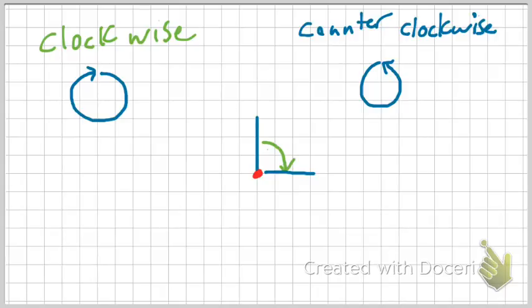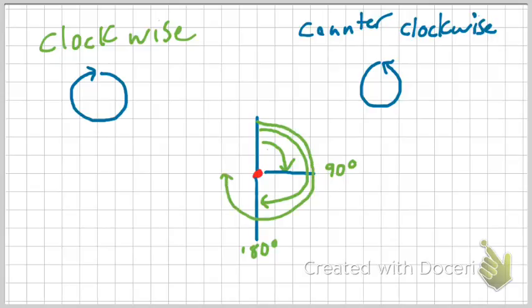That's 90 degrees. What about that? 180. Good, that's 180 degrees. Now I could say this right here. What would that be? 270. That would be 270 degrees.